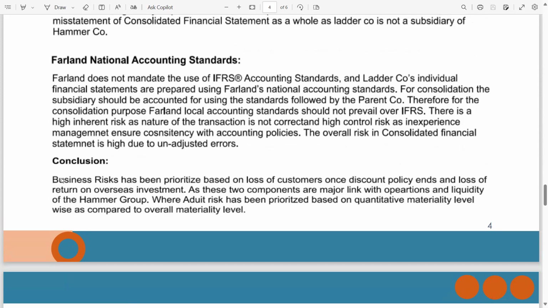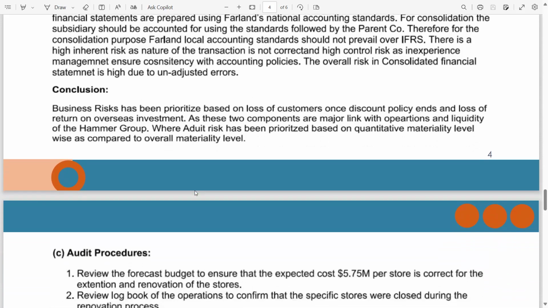And conclusion. Let's read the conclusion. Business risk has been prioritized based on loss of customers once the discount policy ends and loss of return on overseas investment. Now you do not need to prioritize business risk, just prioritize the audit risk. So ignore this line. Okay. Just prioritize, and you have to write a conclusion based on the audit risk and risk of material misstatement, not the business risk. So this is for the conclusion.